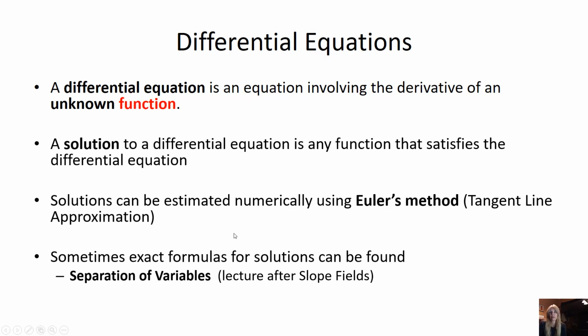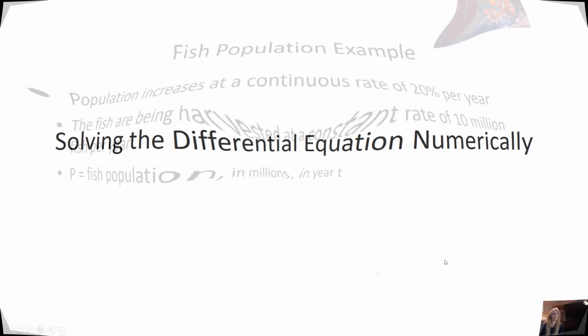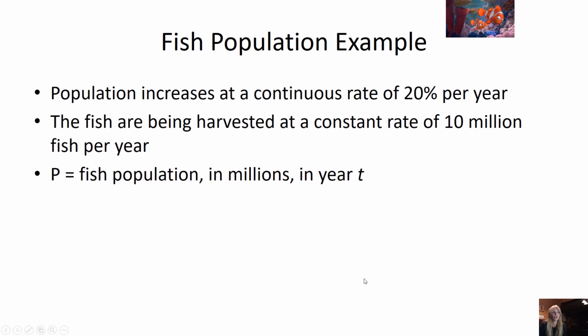If we cannot figure out an actual solution, we can estimate it using Euler's method. And sometimes you can actually find exact solutions with either separation of variables or slope fields coming up. But what if we actually have a function?